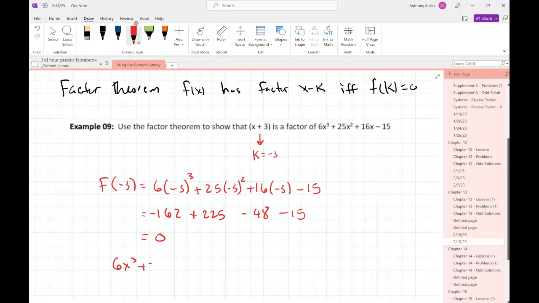So what I know then is 6x cubed plus 25x squared plus 16x minus 15 is going to equal x plus 3 times something, right? Here's the problem with what we just did. Does it give me what that something is? No. What am I going to have to use to get that something? I have to do the division, yeah.